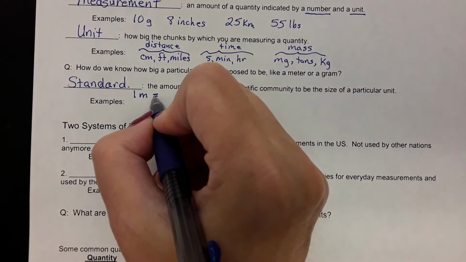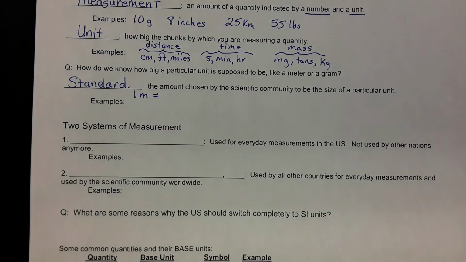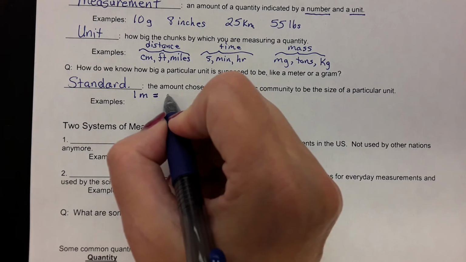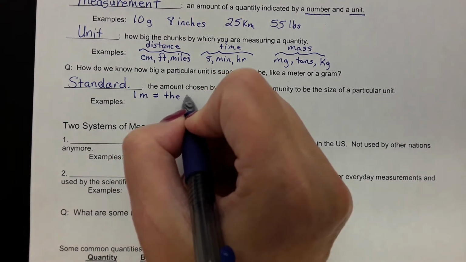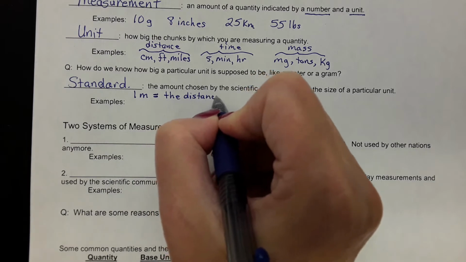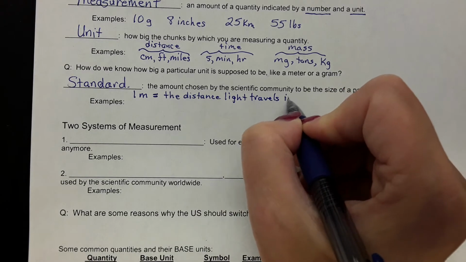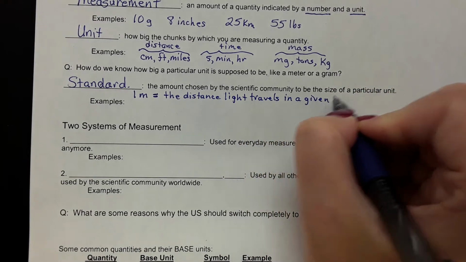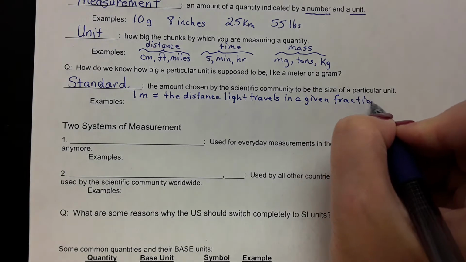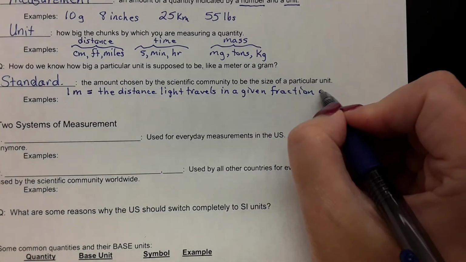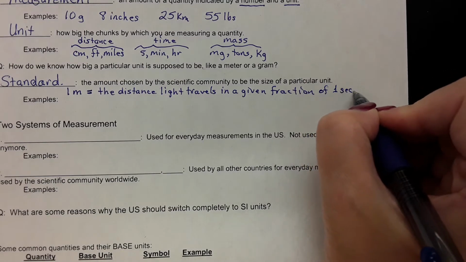All right, since the speed of light doesn't change, they decided to base the measure of the meter on that. Now, what would it be? Remember, the speed of light is a speed, so how do we relate it to a distance? Simple. 1 meter is equal to the distance light travels in a given fraction, a given piece of 1 second. Now, what does that mean?